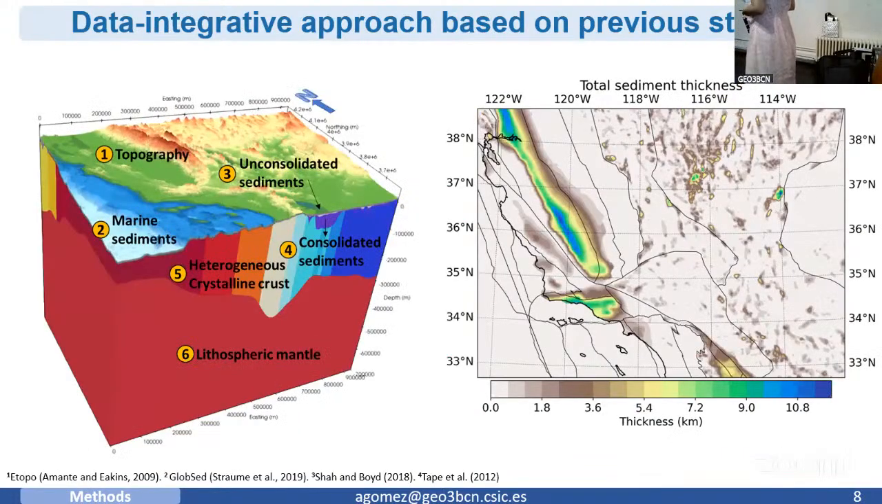In order to do that, I work with these data integrated models in which diverse data sets have been integrated in a consistent way, from topography down to 75 kilometers depth, to 70 kilometers depth. Here I'm showing you the total sediment thickness map for the continent. So we are capturing the spatial variation of main depocenters, such as the Great Valley, but also small basins here in the Basin and Range area.